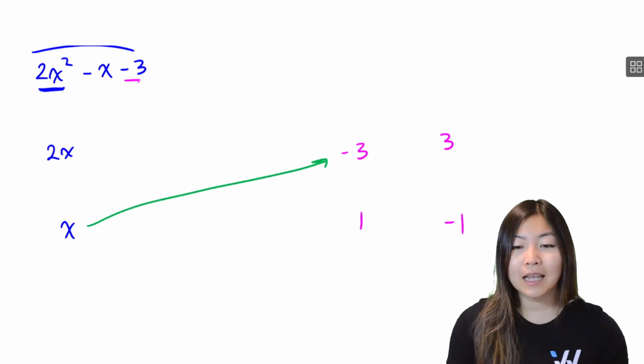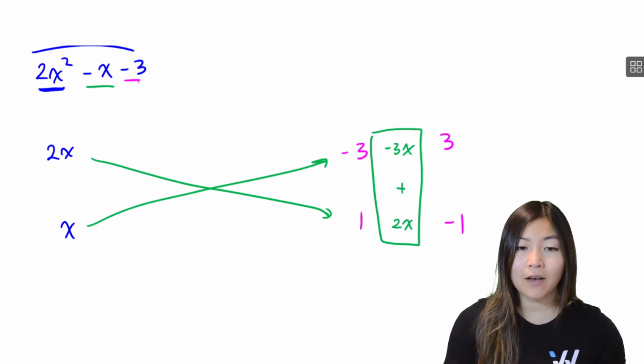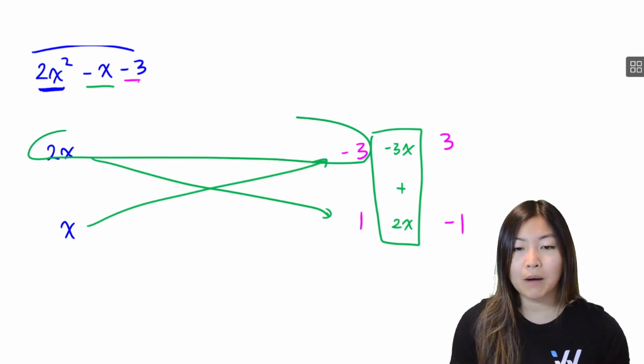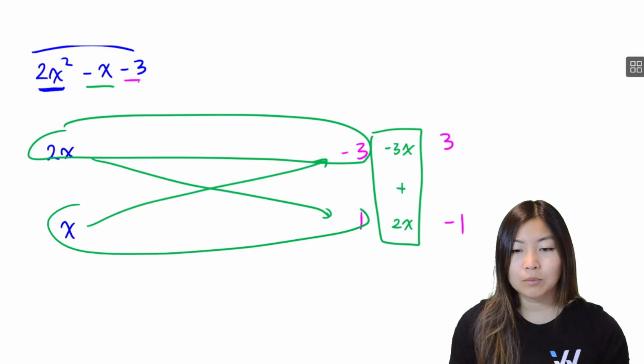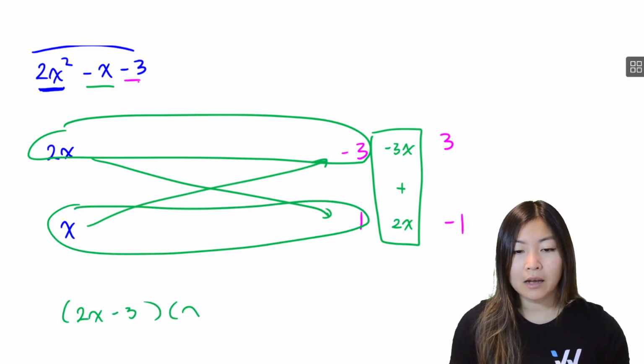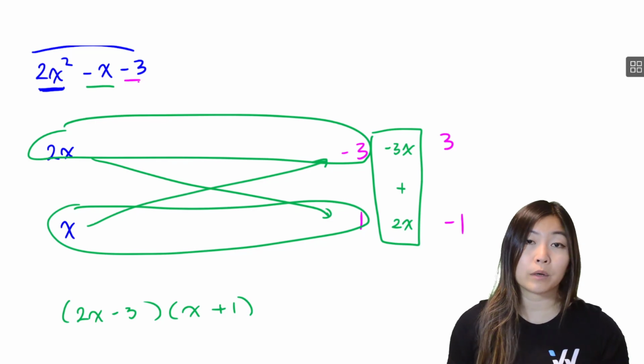So x times negative 3 is negative 3x. 2x times 1, that's positive 2x. Let's add these up. Does that give us our middle term, negative x? Yes, it does. So then we know our factor is going to be 2x minus 3 and x plus 1. So it factors into 2x minus 3, x plus 1. And then we can stop there. We don't need to keep going with the crisscross products.